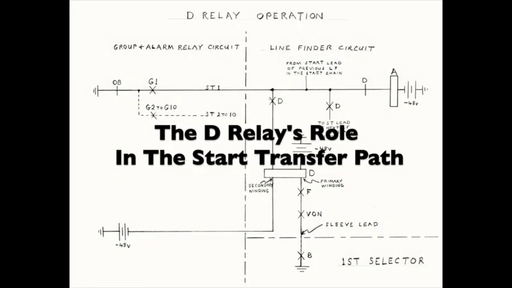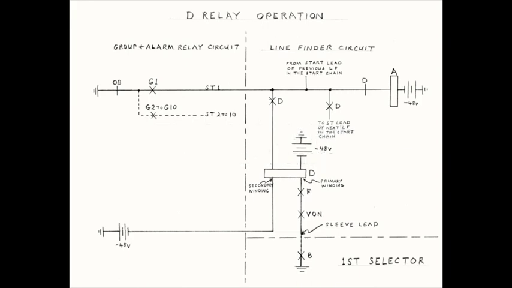Now we're going to have a look at the transfer start path and the role of the D relay in maintaining the continuity of that path. The continuity of the start transfer path is maintained by make contact of the D relay. The D relay of all in-use line finders remains operated for the duration of a call, and so the transfer path through all in-use line finders is maintained.